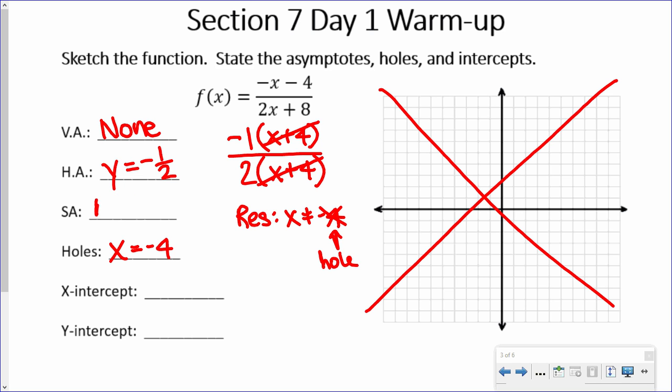Slant asymptotes, there's none also because there is a horizontal asymptote. So remember, if there is a horizontal asymptote, there cannot be a slant asymptote.